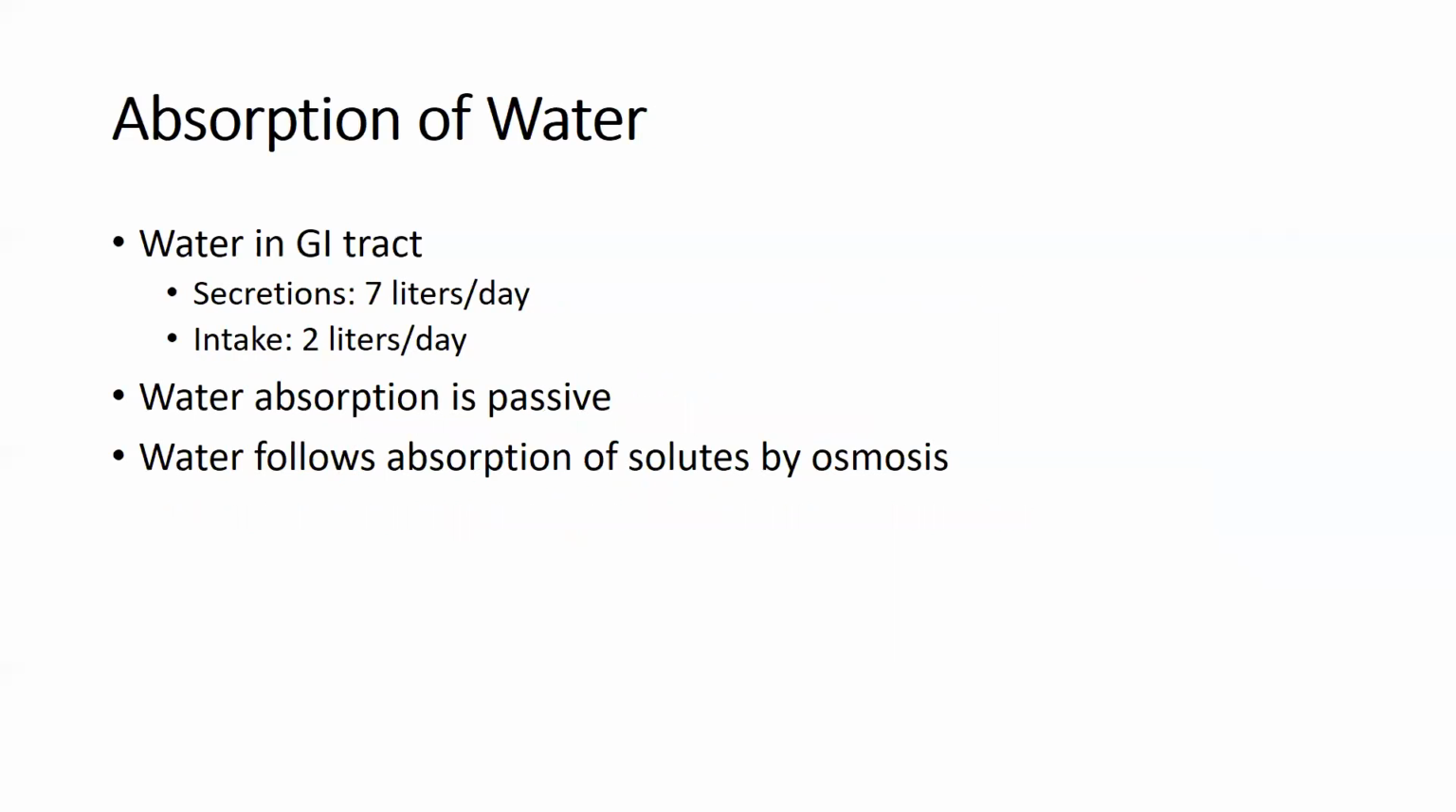And lastly, water very easily moves right across the membrane. It's passive. This happens usually according to the gradient, so high to low concentration, depending on the amount of solute on either side of that membrane. You also want to remember here that water follows sodium. So if you have sodium moving in one direction, water will likely follow.